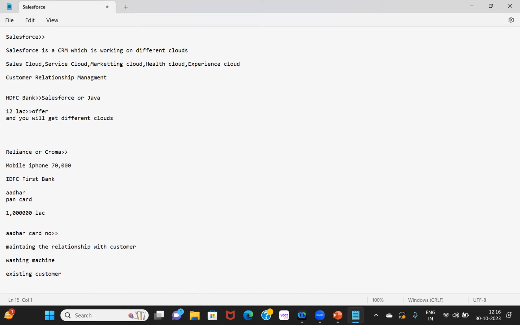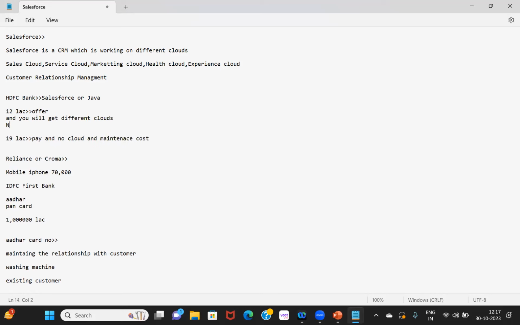But if you develop the same application using Java, you will have to pay 19 lakhs and get no cloud. Additionally, you have to pay maintenance cost also. And here, no maintenance cost. That money you can give to your employees. You can give good salaries to your employees.